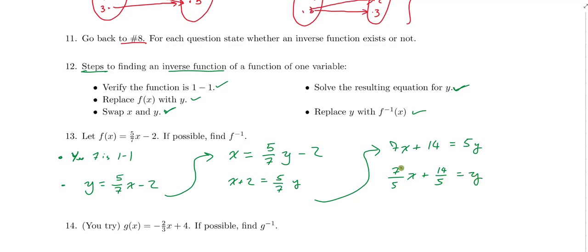So then lastly, my last step is to call this y f inverse. So here's our inverse function: 7/5 x plus 14/5. That's one way to park your answer. Other people might have parked their answer this way, 7x plus 14 over 5. Either of those ways are appropriate for parking your answer.